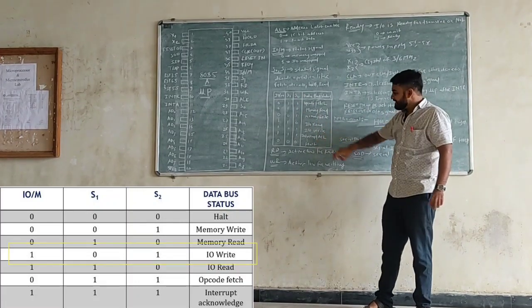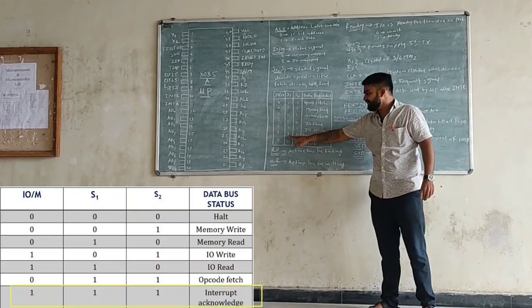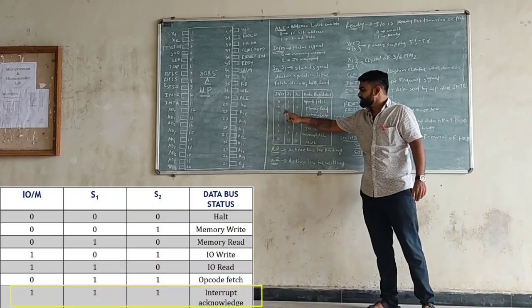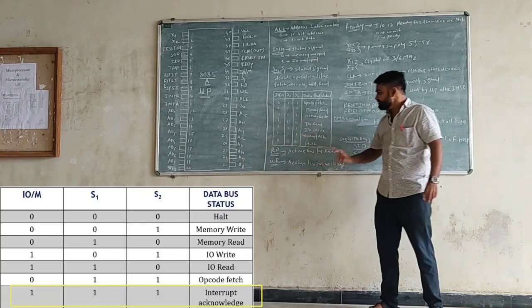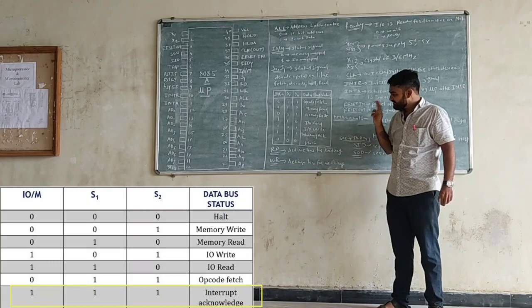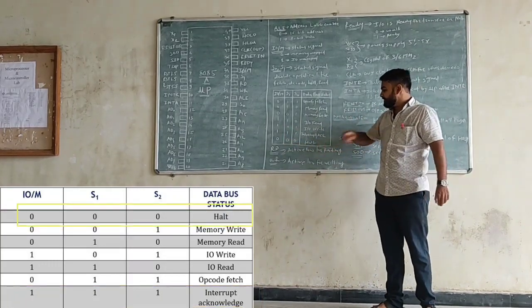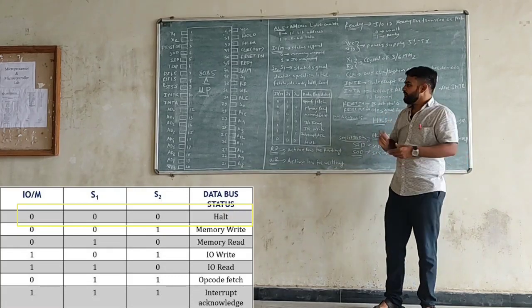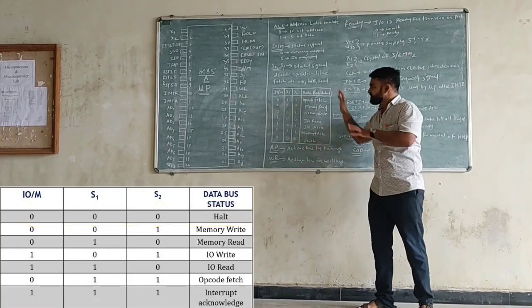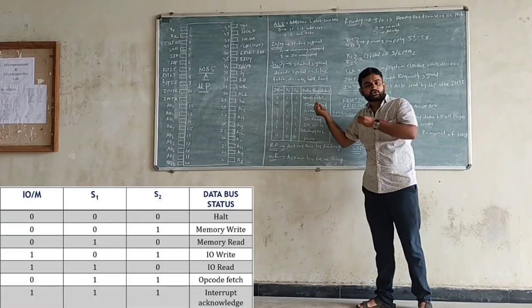Similarly, when both S1 and S0 are set at 1 and IO/M is also at 1, at that time we are going to acknowledge the interrupt. Similarly, when all the pins are set at 0, at that time there is the halt condition. So in further videos we are going to discuss these operations. Here we have discussed them in short.